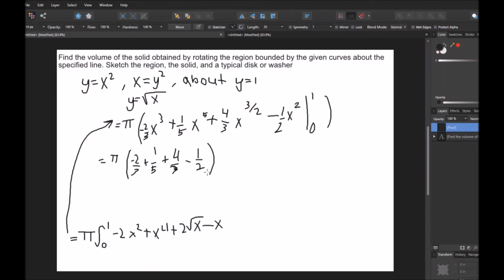Now, a number that the denominators all share in common is 30. So if I do that, we multiply negative 2 by 10, so we get negative 20 over 30, plus 6 over 30, plus 40 over 30, minus 15 over 30.